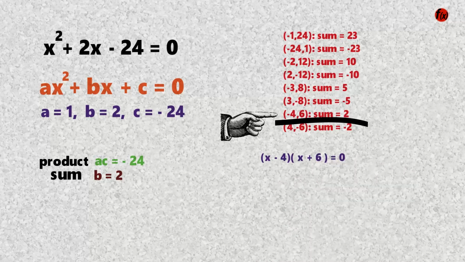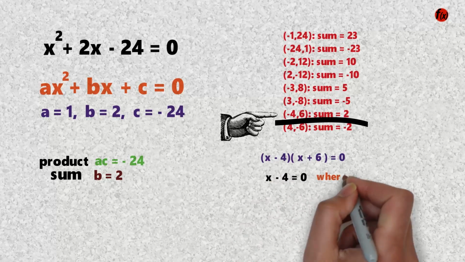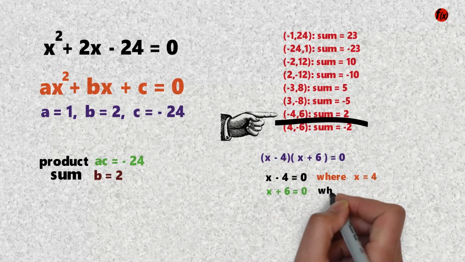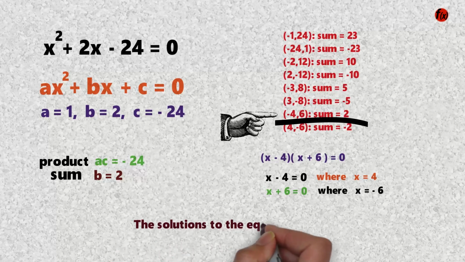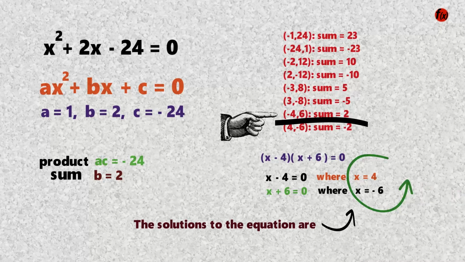To solve for x, we set each factor equal to 0. x minus 4 equals 0, where x equals 4. x plus 6 equals 0, where x equals minus 6. Thus, the solutions to the equation are x equals 4 and x equals minus 6.